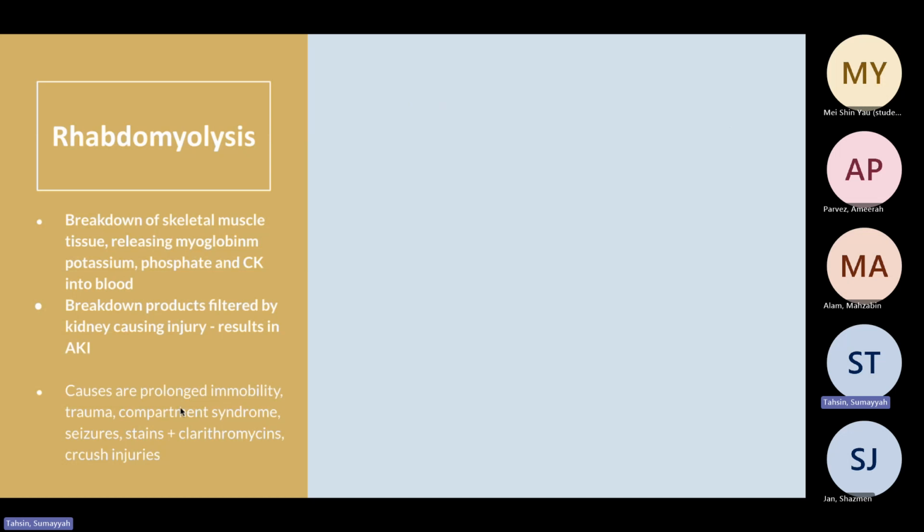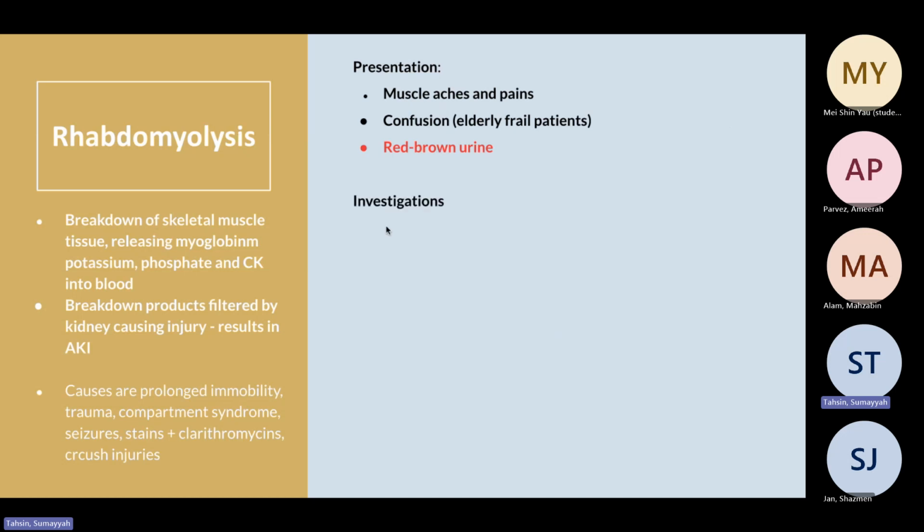Other causes include prolonged immobility, compartment syndrome, seizures, and then the interaction of statins and clarithromycin, which can cause myopathy as well. So a patient may present with muscle aches and pains, confusion, typically in elderly frail patients, and red-brown urine. This is quite pathognomonic for rhabdomyolysis if a patient is presenting with an AKI.